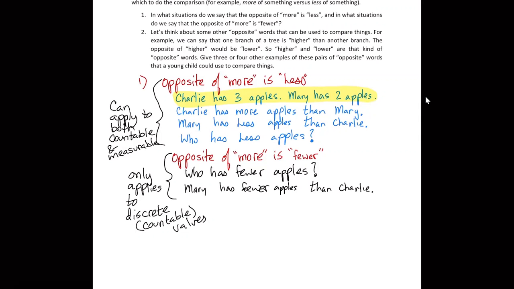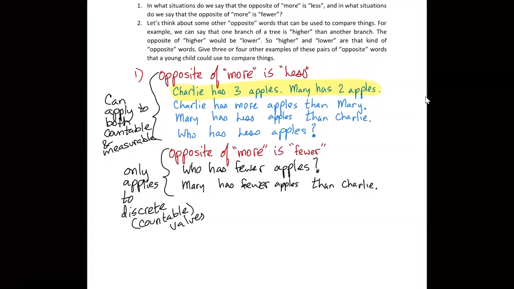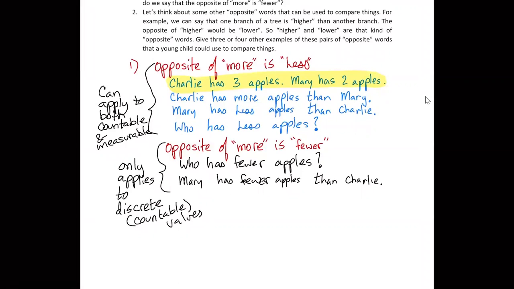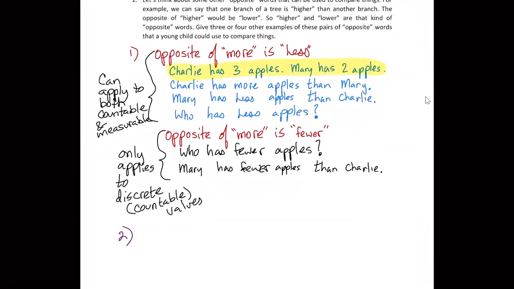Let's think about some other opposite words that can be used to compare things. Oh, sorry, I already read this, so we can get right to it. Let me go purple for those keeping score at home. All right. So we want pairs of opposite words that a young child could use to compare things.